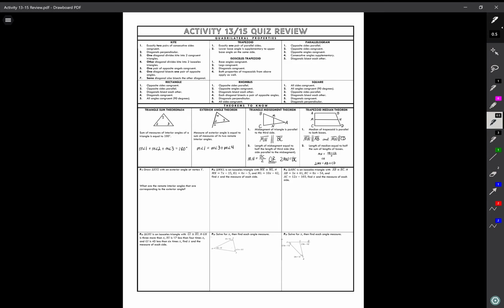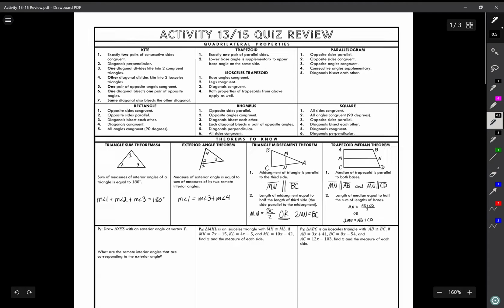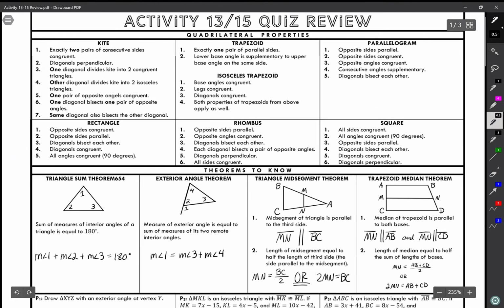So remember, I gave you all the properties right here for quadrilaterals. I have kite, trapezoid, isosceles trapezoid, parallelogram, rectangle, rhombus, and square. I'm not going to read those out loud right now. You can read those yourself. If you need me to explain any of those, shoot me an email.